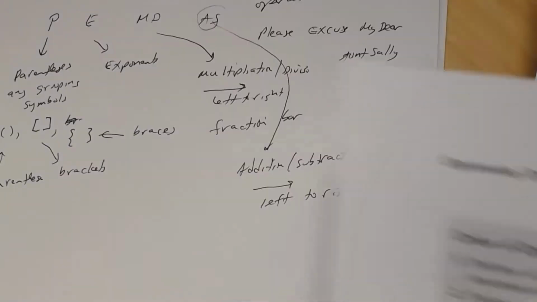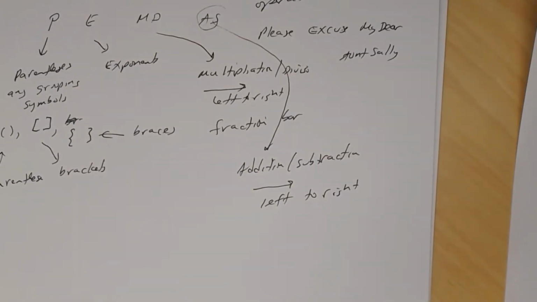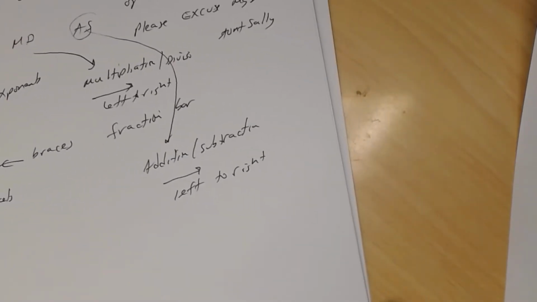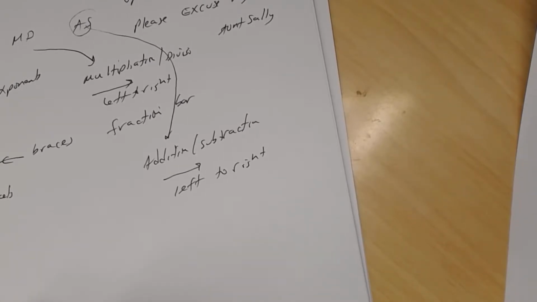All right, so let's look at some examples with these. Let's look at this example first. We'll start with a simple example, and then we'll look at some grouping symbols. All right, so let's suppose I had this. The directions will say simplify each expression.